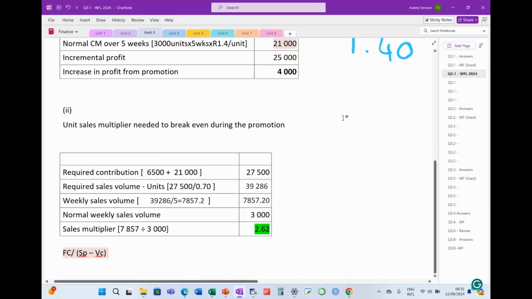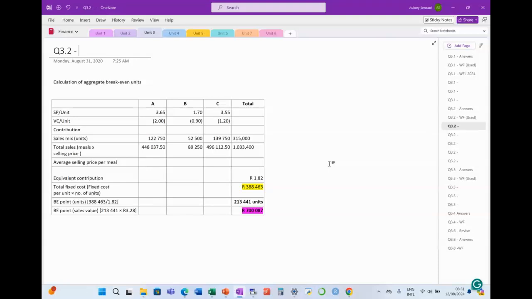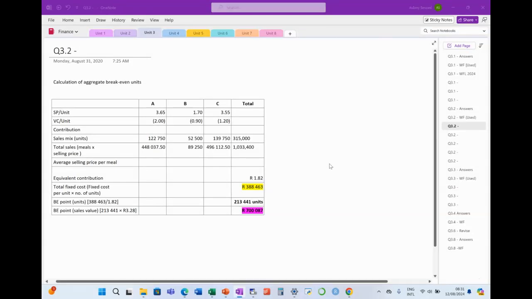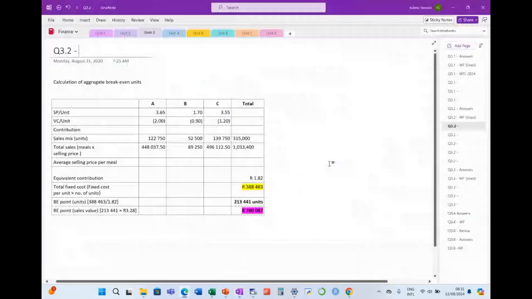Right. So that was 3.1. I want us to then go to 3.2. And what are they asking us there for 3.2?